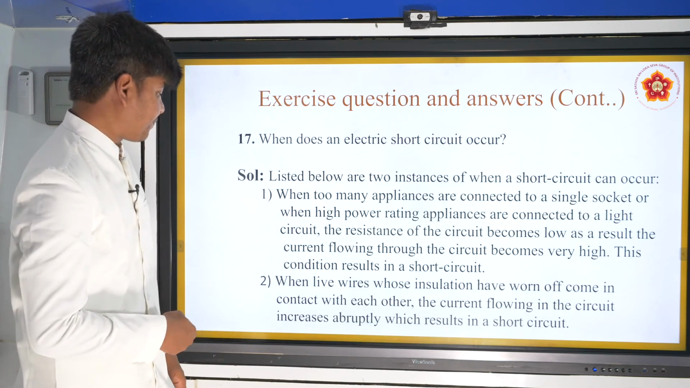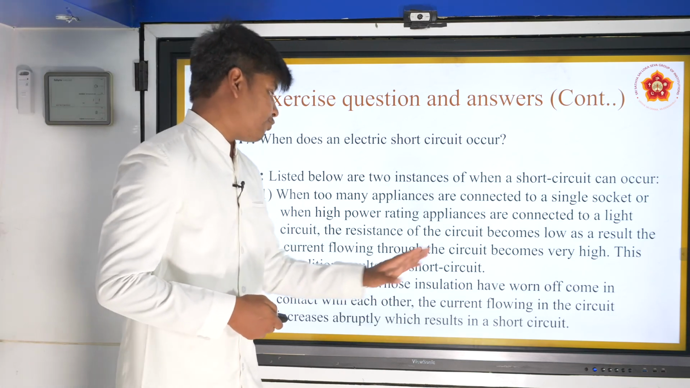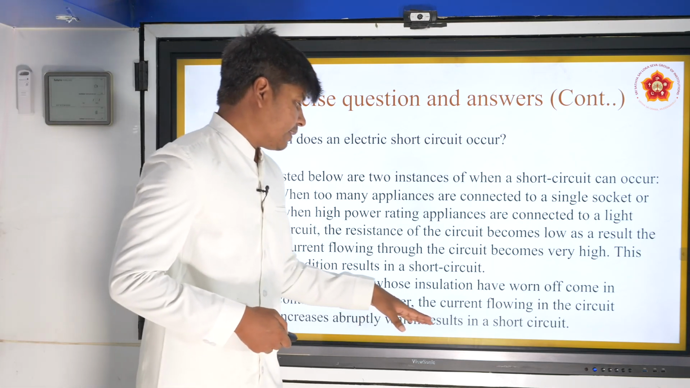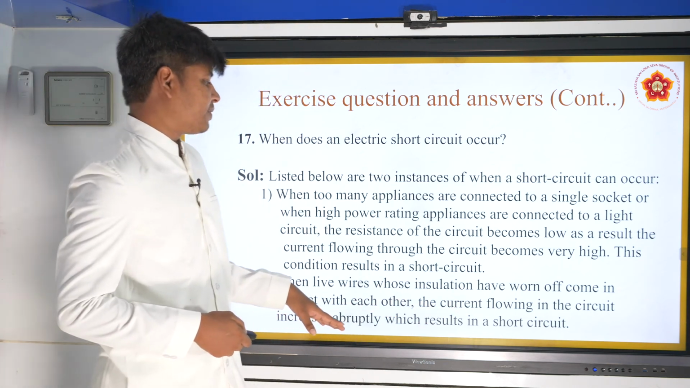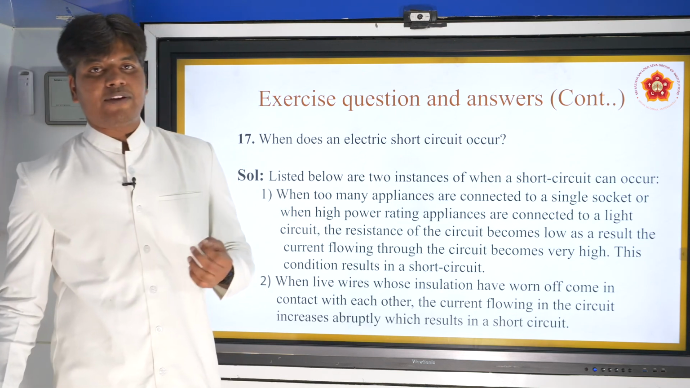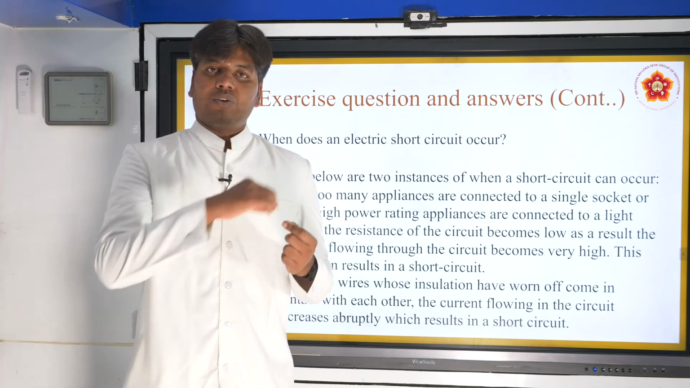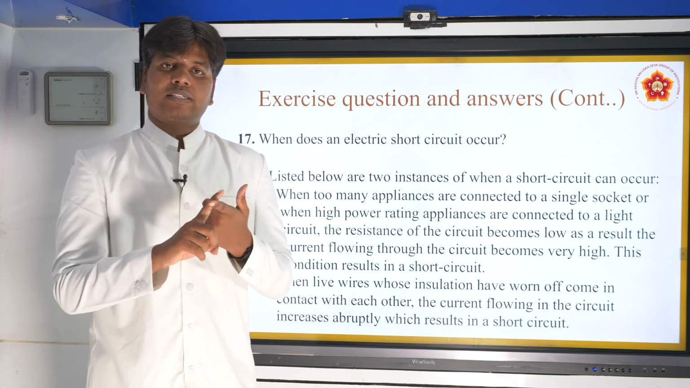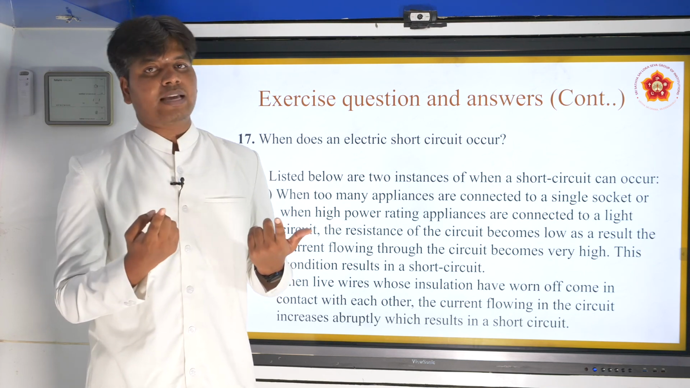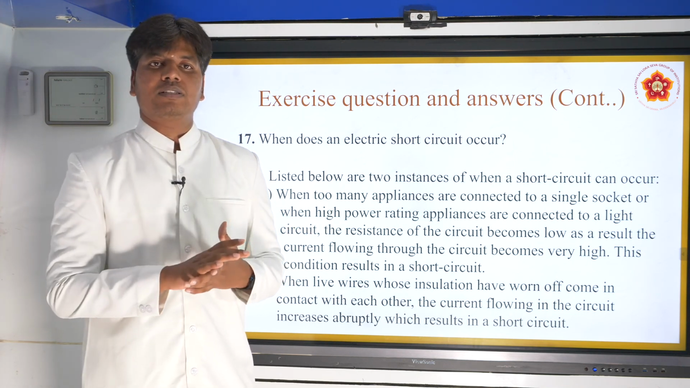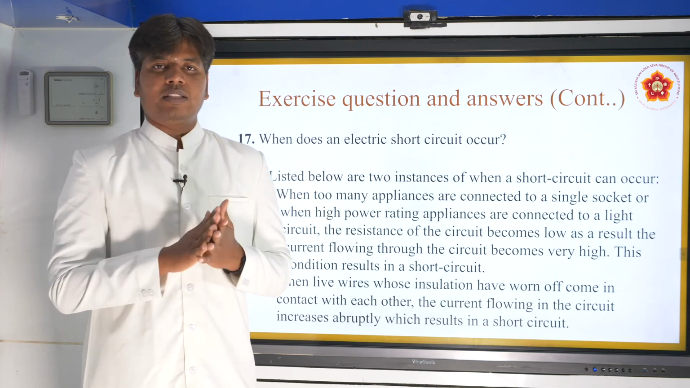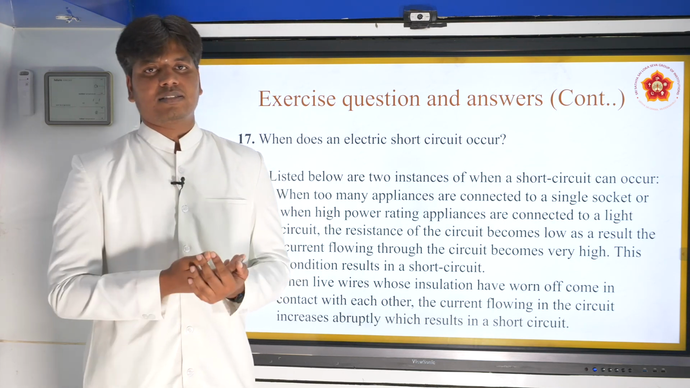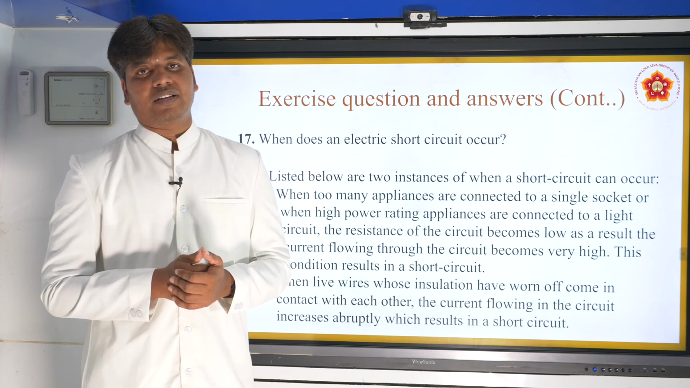What is the second type? When a live wire and a neutral wire whose insulation has worn off come in contact with each other, the current flowing in the circuit increases abruptly, which results in short circuit. So you have insulation, right? For the live wire and neutral wire, you have a red wire and a black wire. If the insulation melts, what happens? The two wires come in contact with each other. The same thing happens again: current takes the path of low resistance. Immediately, abruptly, current will increase because the resistance will be so low and you are providing 220 volts. So current increases. That also results in short circuiting.